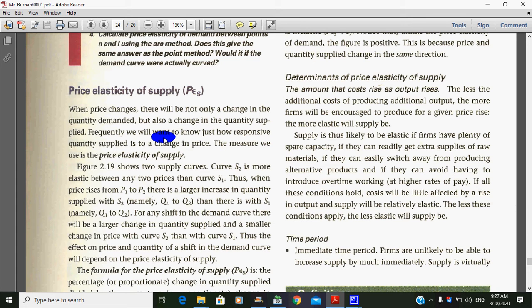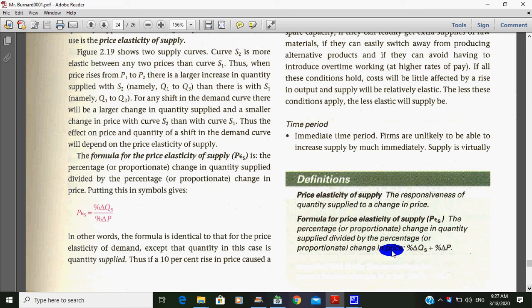When price changes, there will be not only a change in quantity demanded but also a change in quantity supplied. Frequently, we will want to know just how responsive quantity supplied is to a change in price. The measure we use is what? Price elasticity of supply. Definition: you can possibly write down, price elasticity of supply is the responsiveness of quantity supplied to a change in price.